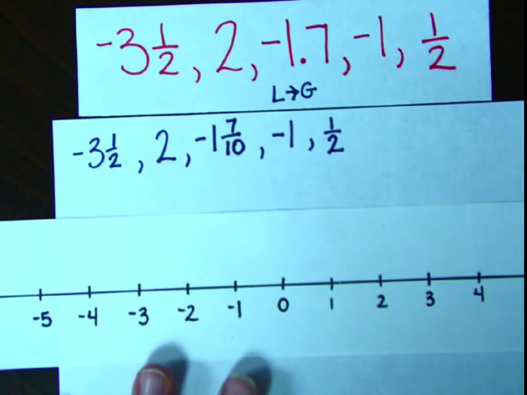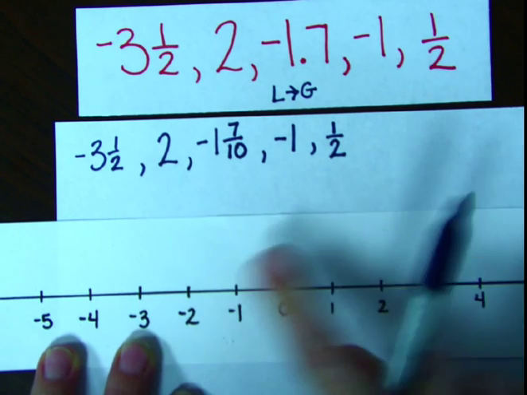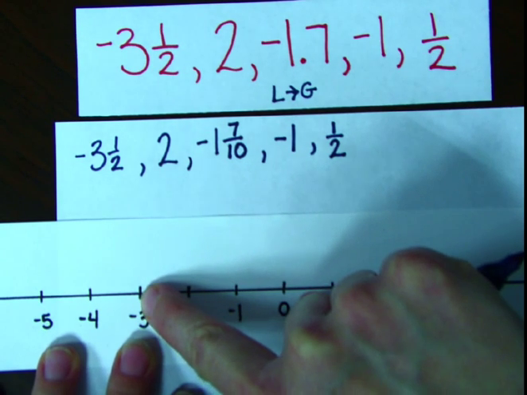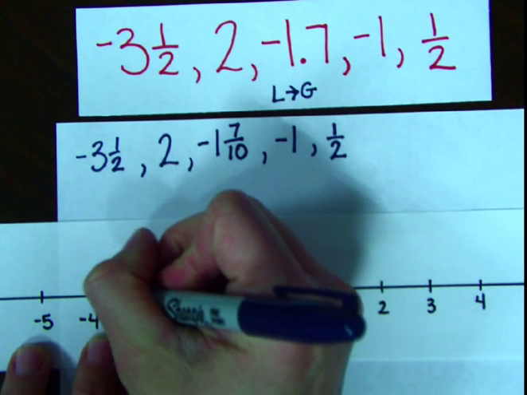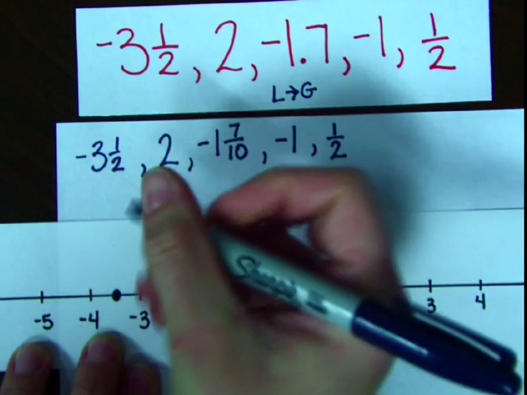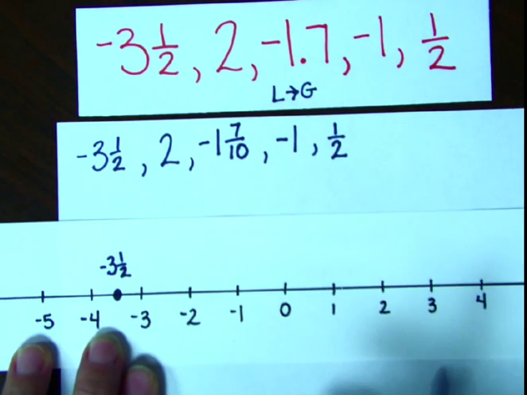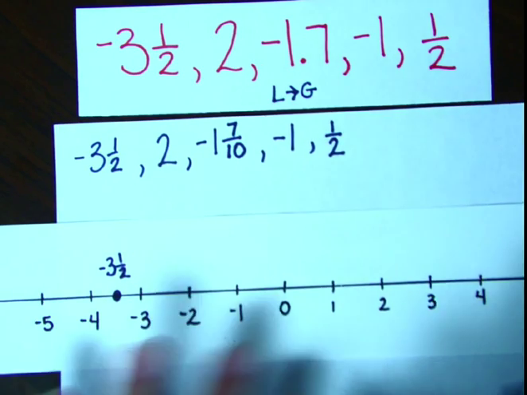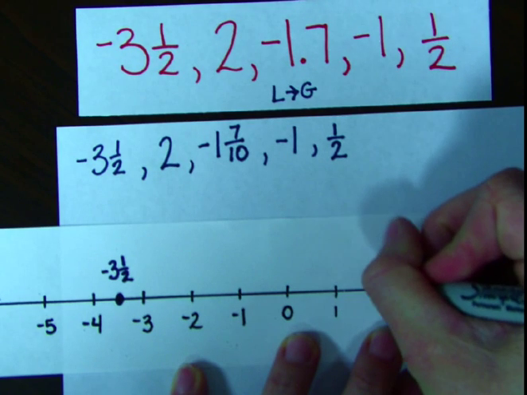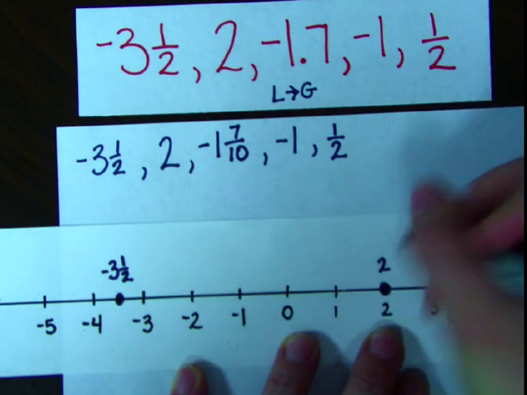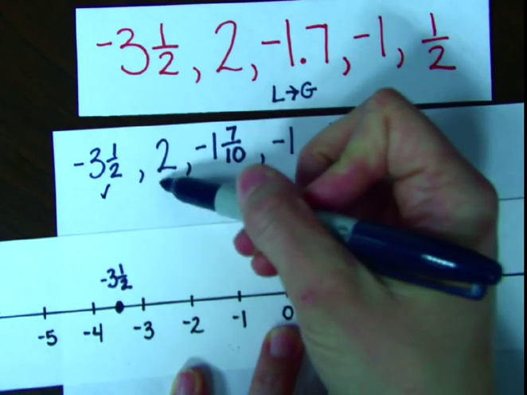Okay, so negative 3.5. So I went over 3.5. So I'm going to make sure I'm still going to the left when I plot my point. So I'm going to put negative 3.5 halfway between 3 and 4. All right, 2 is a positive 2, so it goes here, and I'm writing them above so I don't forget for those half points there. All right, so I got this one, I got this one.